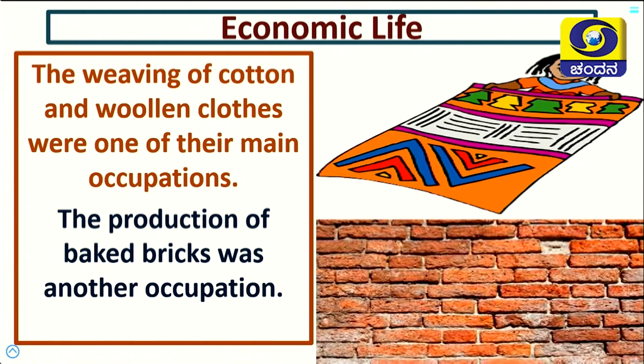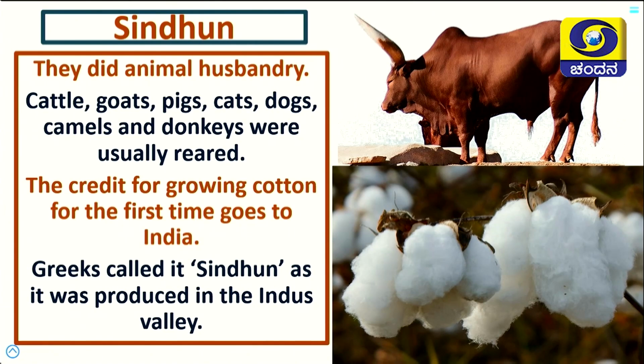Economic life of the Harappan civilization. They were weaving cotton and woolen clothes, and the production of baked bricks was another occupation of these people. One is weaving, the other is the baked bricks business. They did animal husbandry; cattle, goats, pigs, such animals they also raised. And in the entire world, cotton was first grown only in India, in the early civilization, that is the Harappan civilization. The Greeks also imported this from India. They named it Sindon. Why is this called Sindon? Because it came from the land of the Sindhu river settlement. So it is known as Sindon.